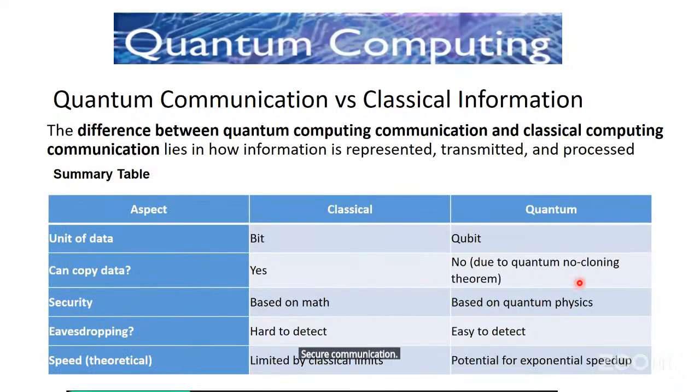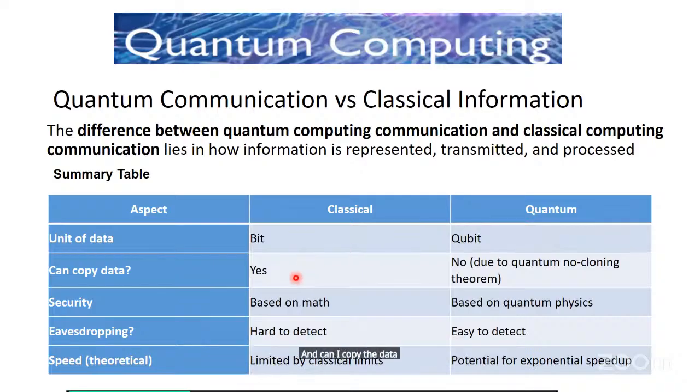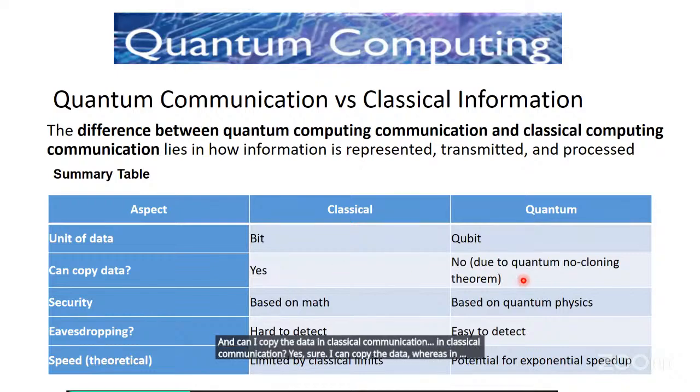Now, finally, the main difference summary. In classical communication, I'm using bits. In quantum communication, I'm using qubits. And can I copy the data in classical communication? Yes, sure, I can copy the data. Whereas in quantum communication, you can't do the duplication. No, not possible, because of the no-cloning theorem. And classical communication is based on mathematics, whereas quantum communication is based on quantum physics.